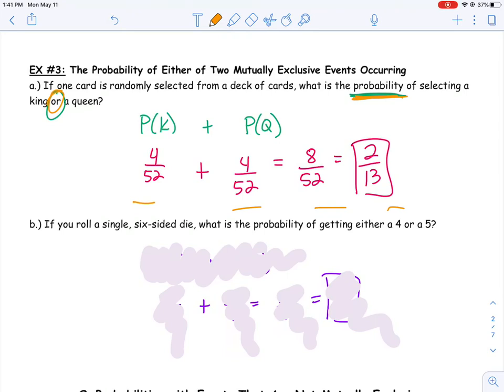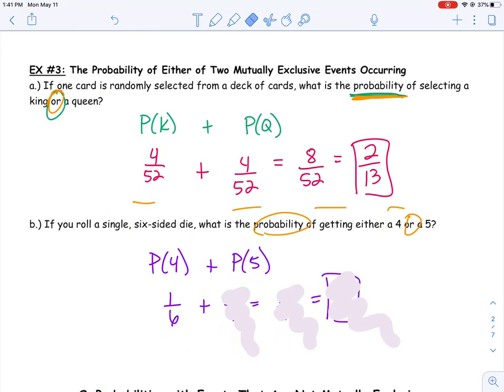All right, look at B with me. If you roll a single 6-sided die, what is the probability of either getting a 4 or a 5? So again, probability is what I want out of total. And then I see that word or, so the probability of getting a 4 or a 5. So I'm going to add them together. Let's figure out the probability of getting a 4. Let's figure out the probability of getting a 5 and add them together for the probability of getting a 4 or a 5.